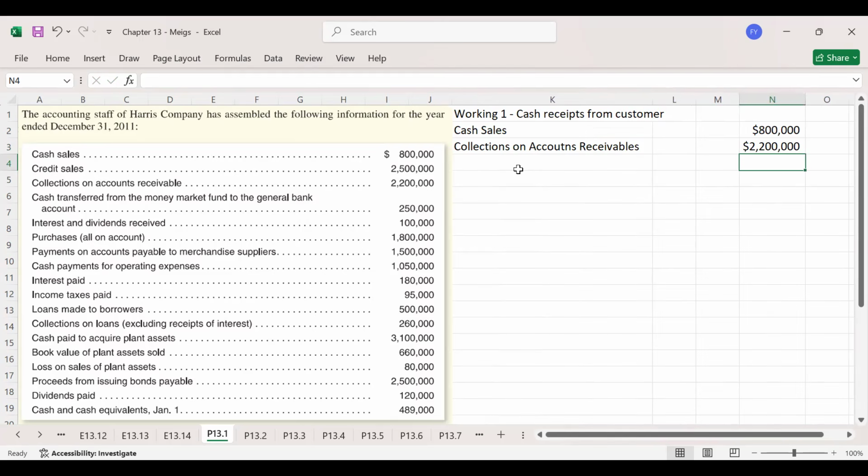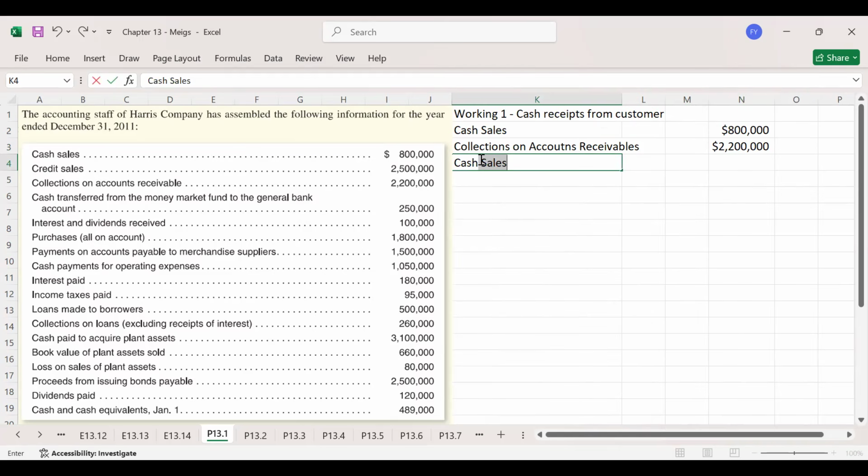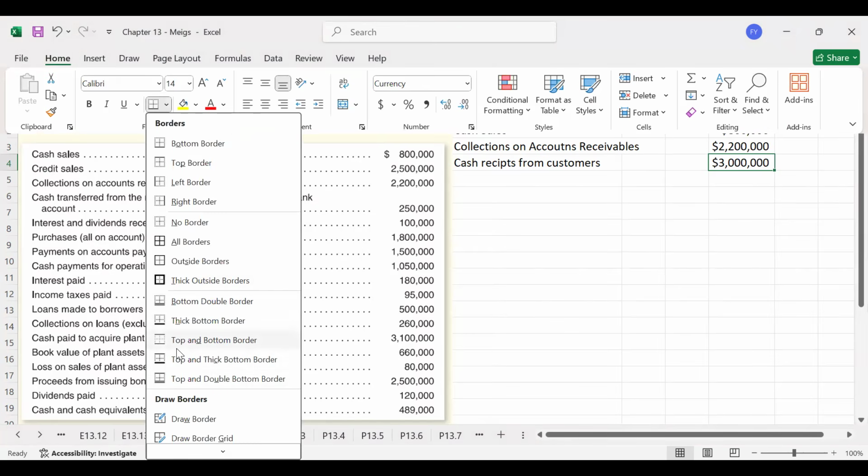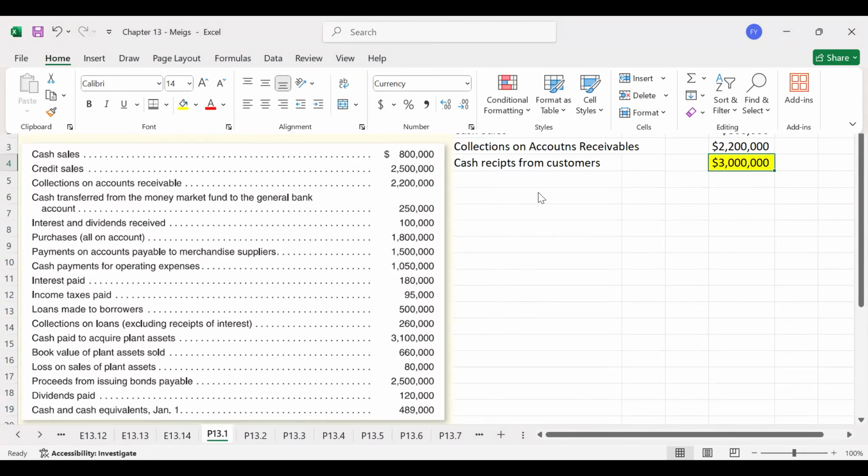So here these are our calculations. By adding both of these, we get cash receipts from customers. So this is our first working, cash receipts from customers. And we add, so 3 million is our total cash receipts from customers, and these are the workings.